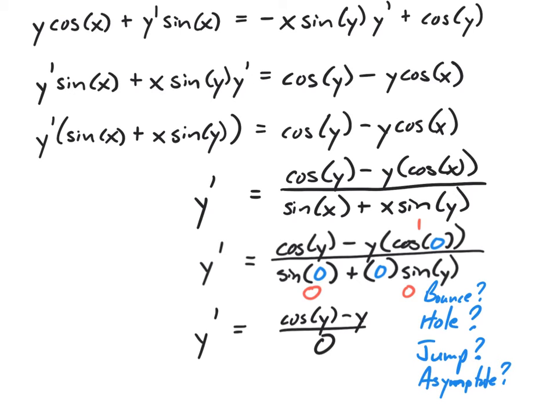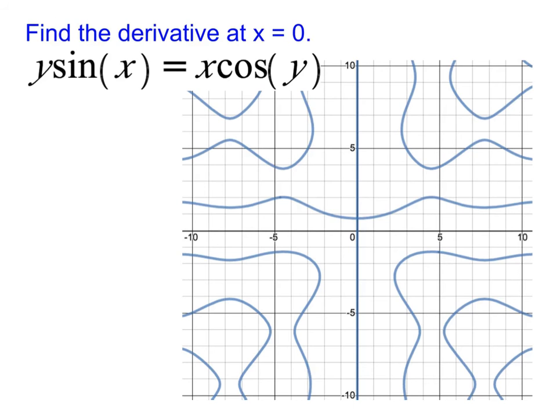And so then, again, this is actually an equation that you had seen before. It was this crazy looking graph way back when. And so this was the graph of the original. So we found the derivative at x equals 0. What is happening at x equals 0?